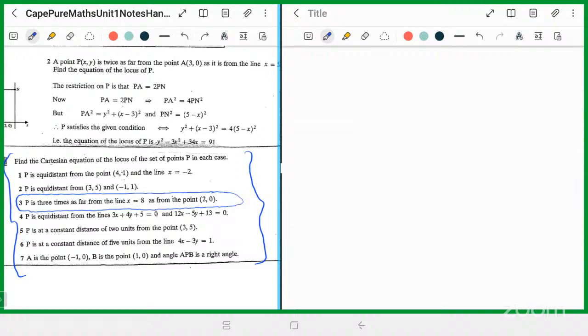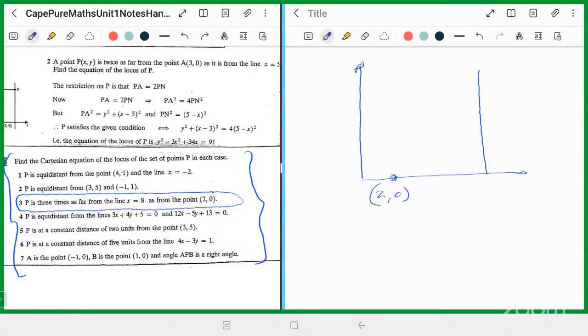So you want to sketch that now, so you can see it. So y-axis, x-axis, right? So the point 2, 0 is on the x-axis right here. 2, 0. And the line x equals 8 is a vertical line over here. So x equals 8 is this line. So this is x equals 8.